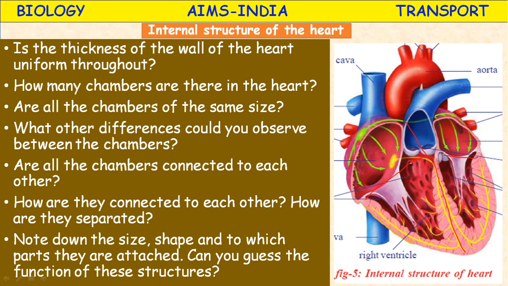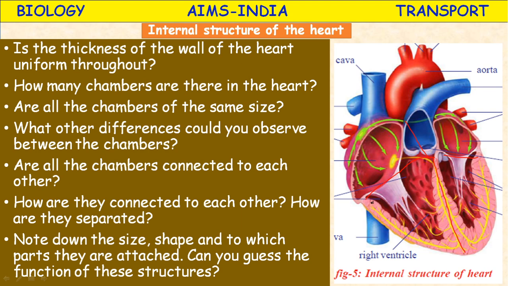They are connected to each other by the auriculoventricular aperture. And how are they separated? The interauricular septum separates the two auricles, and the interventricular septum separates the two ventricles. And how are they connected? How does blood from the auricles enter the ventricles? There are some apertures present between the auricles and ventricles.